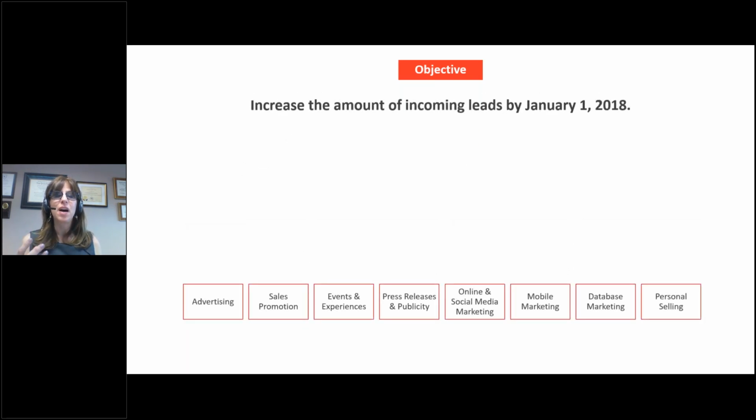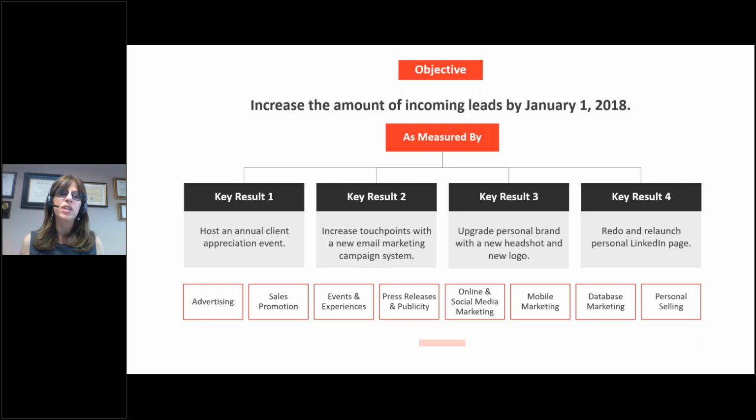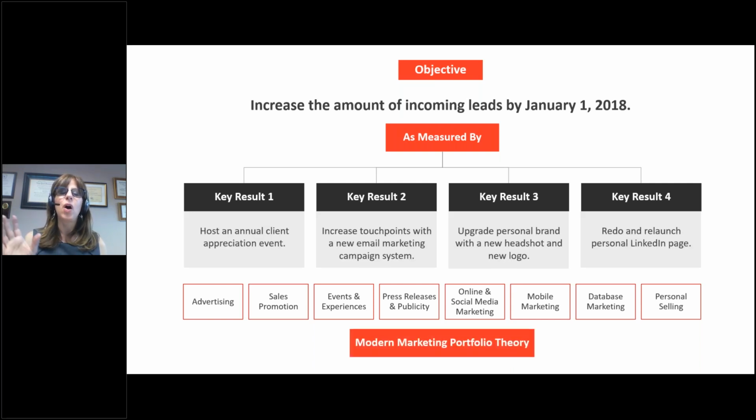Here's another example of this modern marketing portfolio theory with an objective and key results framework. Again, we're combining all of these 8 different asset classes, like a portfolio manager would, and we are achieving one objective, like a PM would. They want to always increase, they want to add to the portfolio, they want to add alpha. We're doing the same thing here with marketing, right? That's why we call it modern marketing portfolio theory.